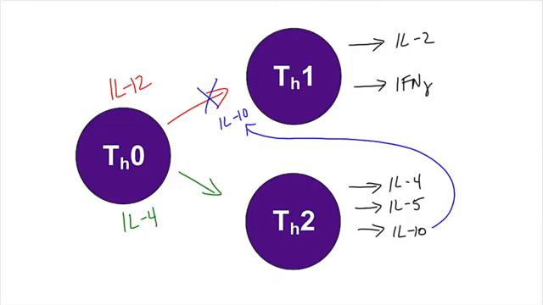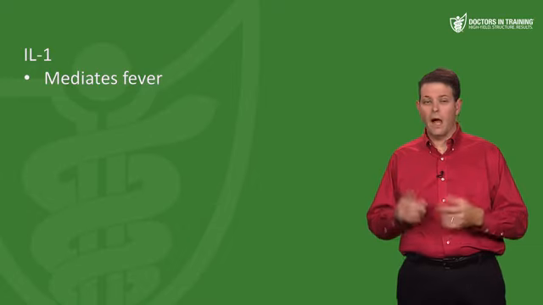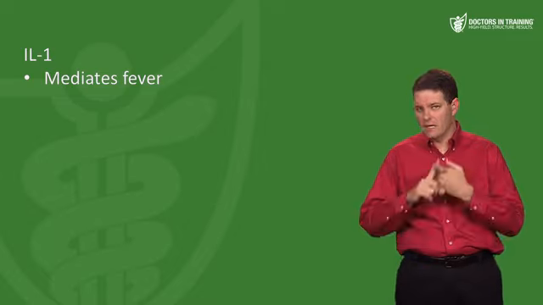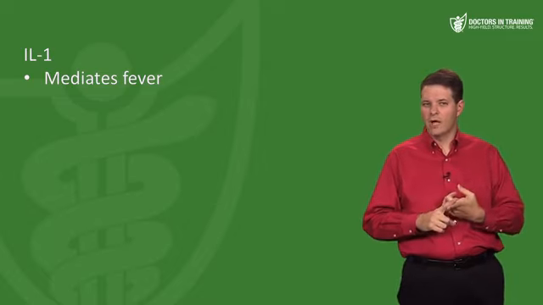Then we talked about IL-10 as the inhibitory interleukin because it inhibits the production of T helper 1 cells, and it also inhibits macrophages. And speaking of macrophages, let's review the cytokines that macrophages make. Macrophages make the acute phase cytokines, which are IL-1, IL-6, and TNF-alpha. These cytokines are responsible for ramping up the immune system and generating a fever. IL-1 was the hot in the mnemonic, so it mediates fever. That's pretty much it for IL-1.